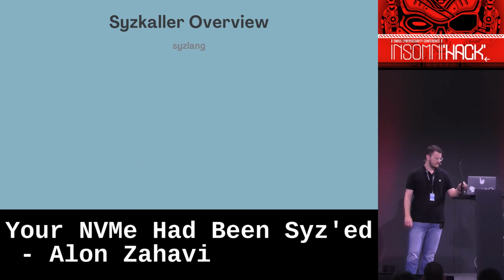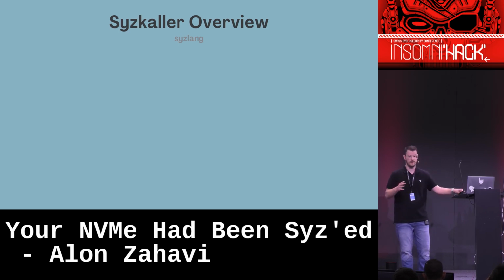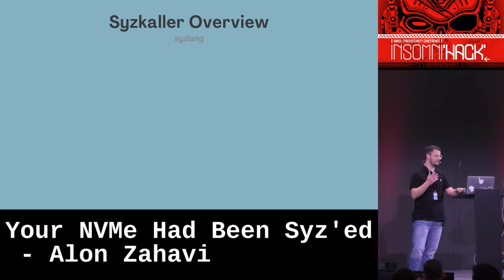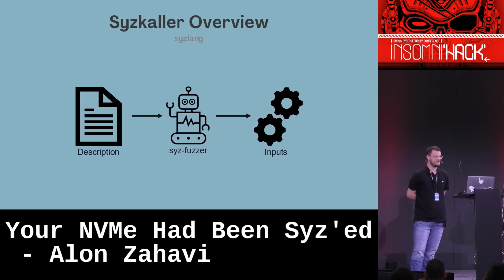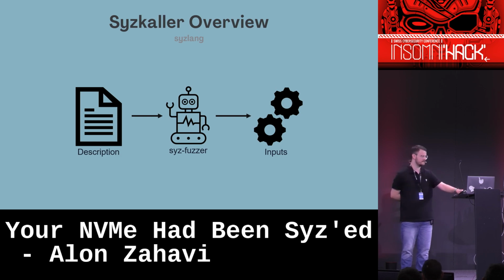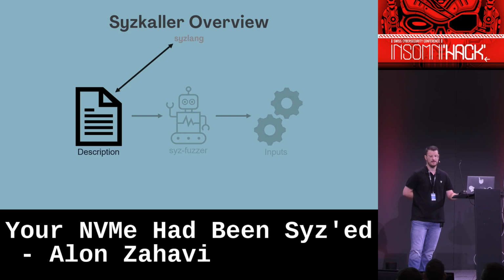We also have something called syzlang. Syzlang is the language in which syzkaller knows how to talk with us and with the kernel C programming language. So it looks something like that. We have a description written in syzlang. We have the syz-fuzzer that reads the description, and when it reads the description, it generates input to be executed later on. So, as I said, the descriptions are written in syzlang.